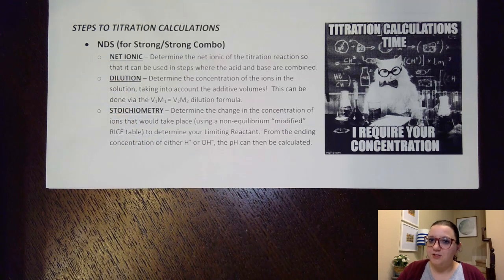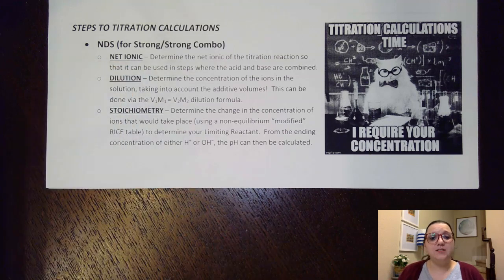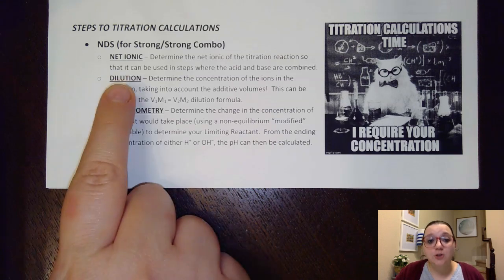Now, let's talk about each of those in a little more detail. Net ionic: what I would want to do first is figure out, for the strong acid and the strong base, what the overall net ionic equation would be. The reason why I want to do that is because I need to pay careful attention to where I have hydrogen ions and hydroxide ions, because eventually I want to calculate pH. And so by narrowing down the reaction to just the net ionic, I can focus my attention on just those ions. So then the next step is a dilution.